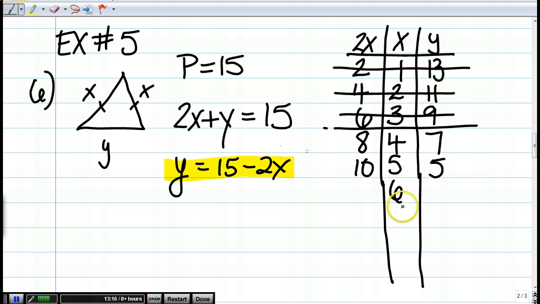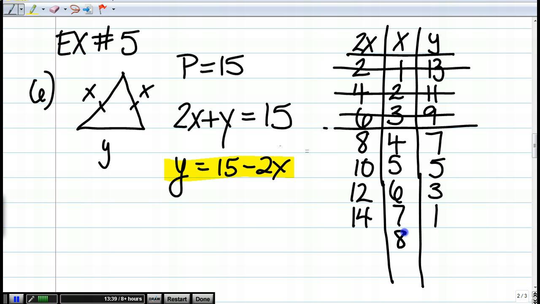We'll try 6. I plug in 6. When you plug in 6 for x, you end up getting 3, and 6 plus 6 is 12. 12 is bigger than 3, so we're good. Plug in 7 for x. 7 plus 7 is 14, and when you plug in for x, you end up getting 1, and 14 is bigger than 1, so we're okay.